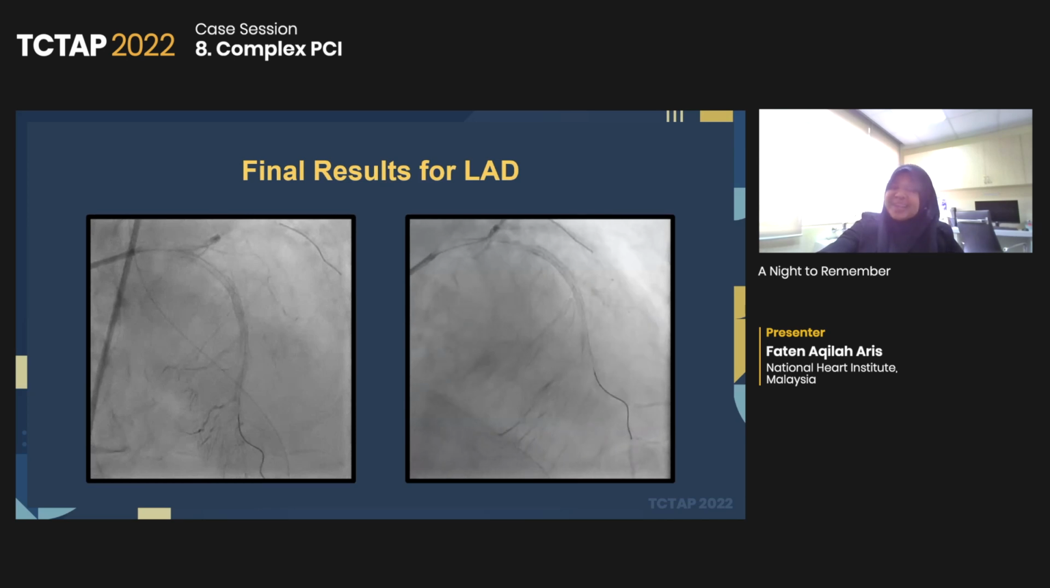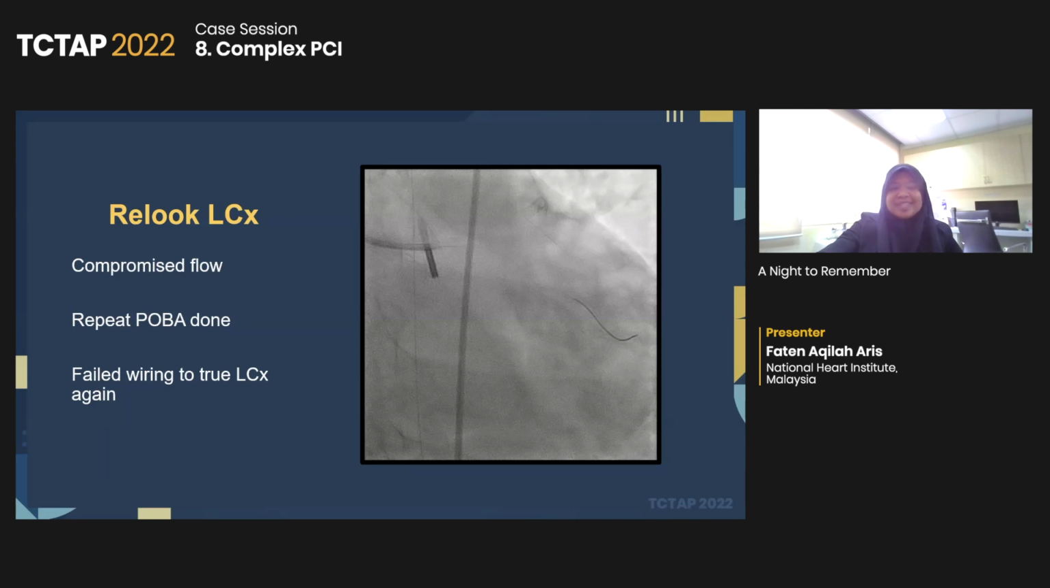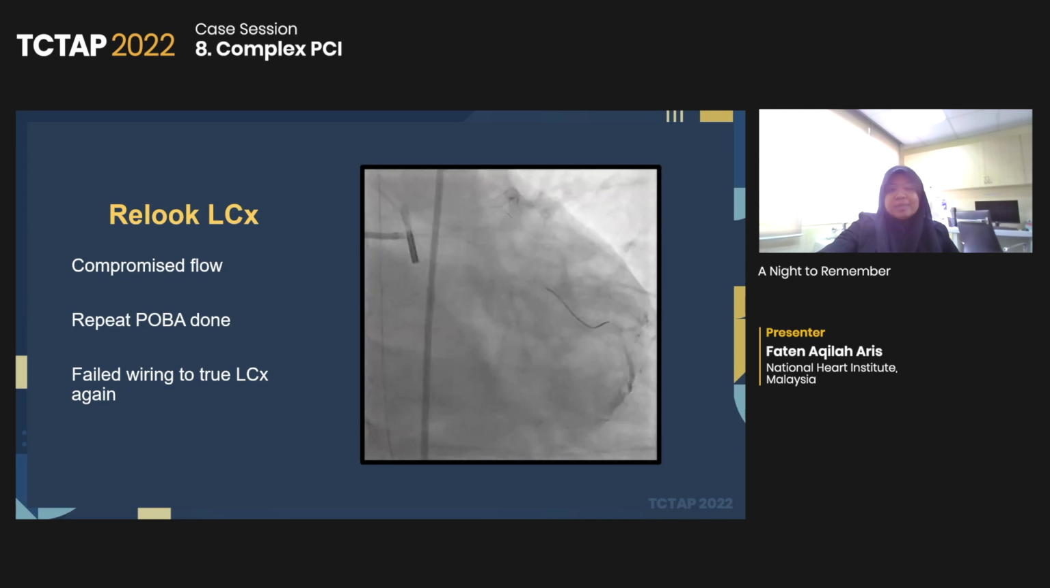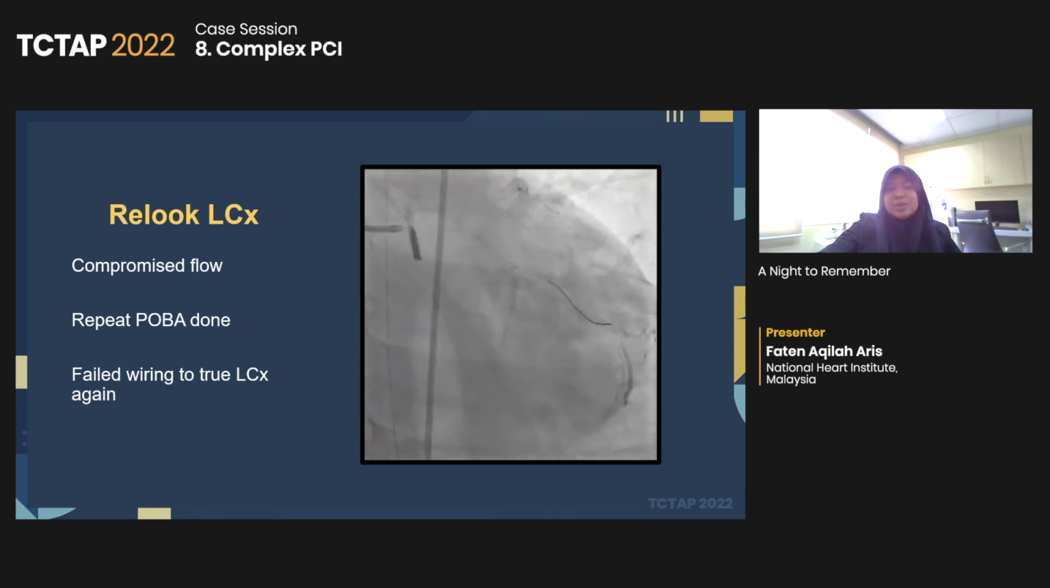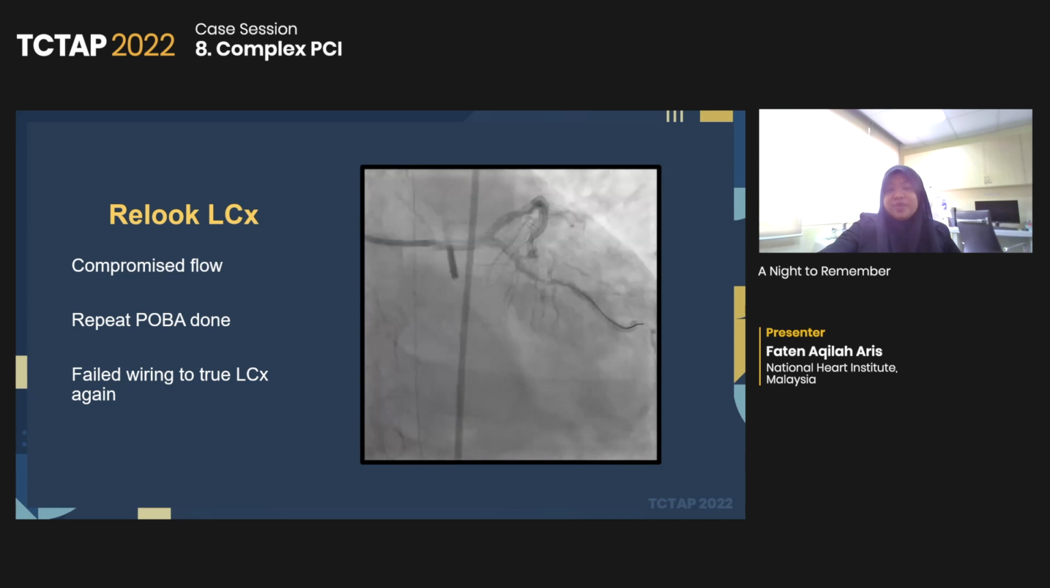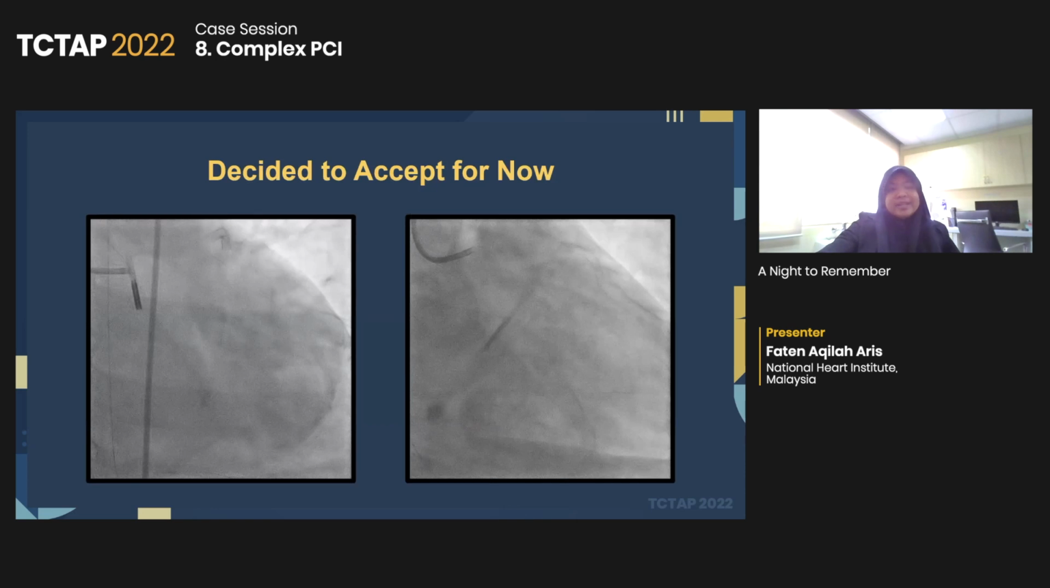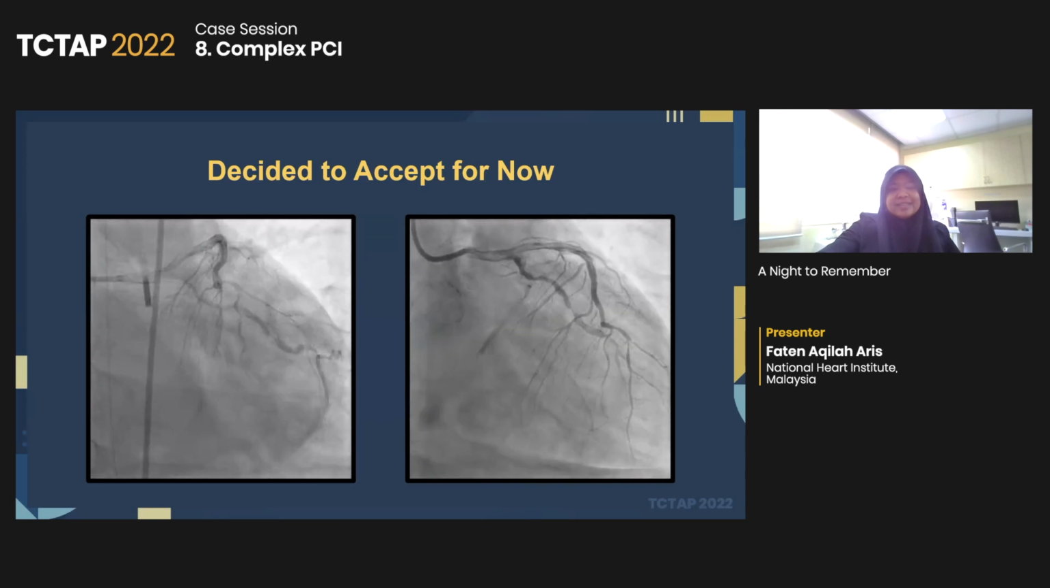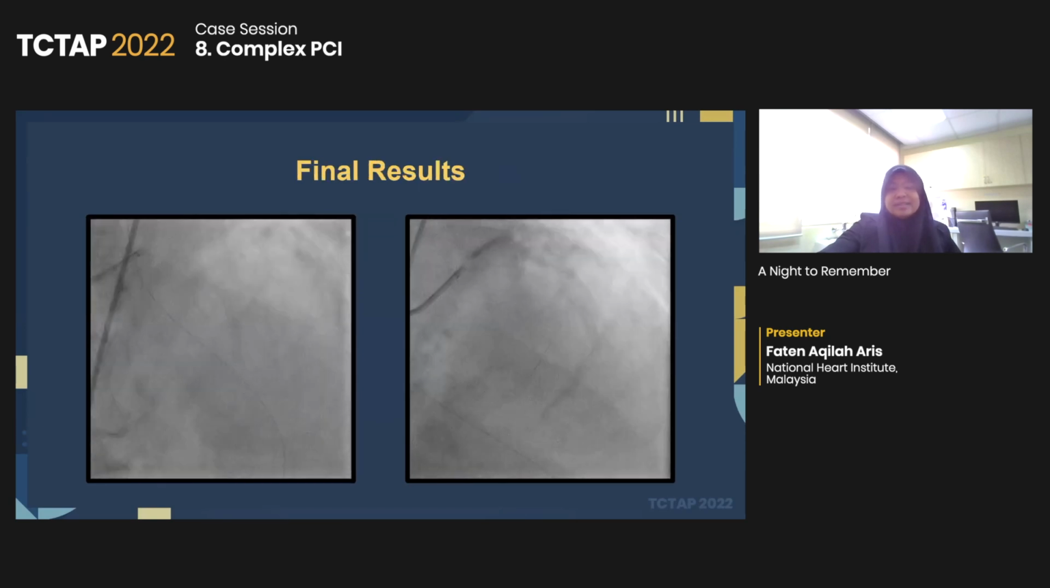After that, we came back to relook at the left circumflex artery. We saw there was, again, compromised flow. We were able to achieve probably about TIMI 2 flow just now, but this time the flow was compromised again. We repeated the pre-dilatation, and we were still trying to wire the true circ. However, it failed again. We decided to stop at this moment because the procedure was already about 1 hour 45 minutes, and we decided to accept the results. So this is the final result of the circ.